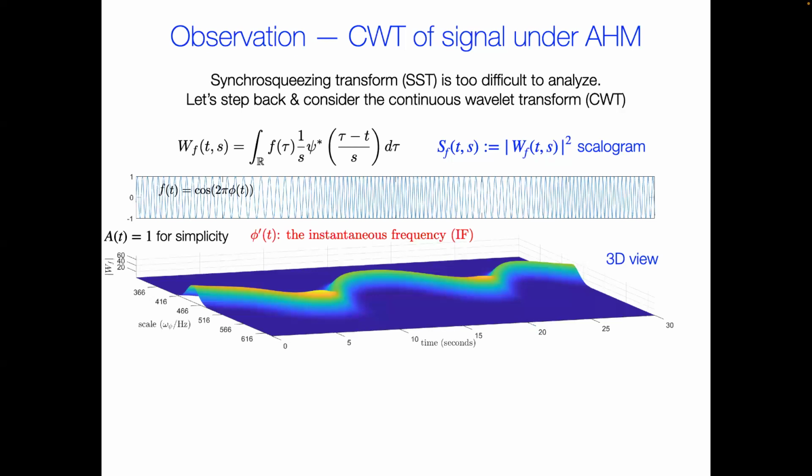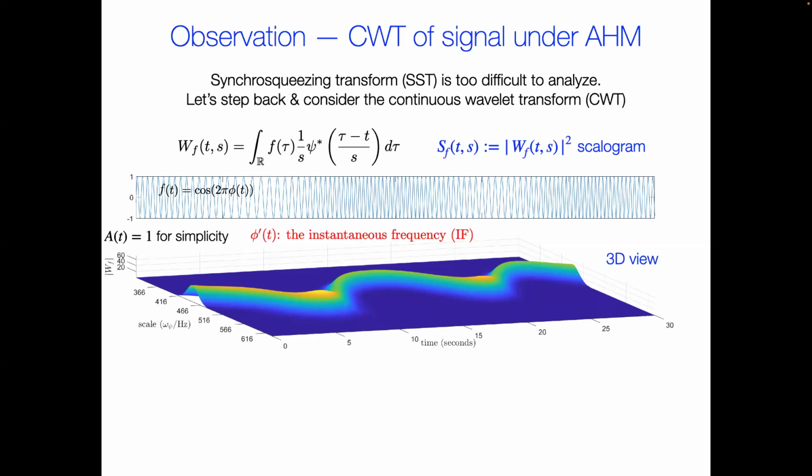Now let me show you an example of what this kind of time frequency analysis looks like. This is a signal f(t), where I just assume the amplitude is 1 for simplicity, but for φ, I have time varying frequency. You can see it oscillates slowly here and fast here, right? And gets slow again, gets fast again. So this is a signal with time varying frequency.